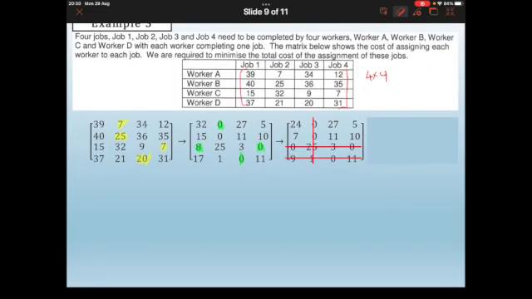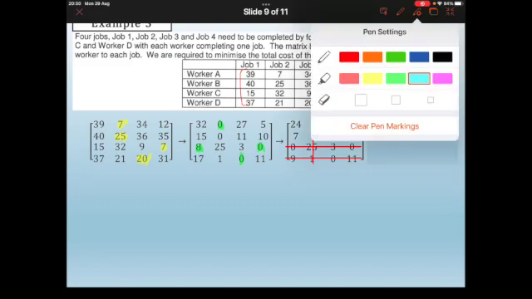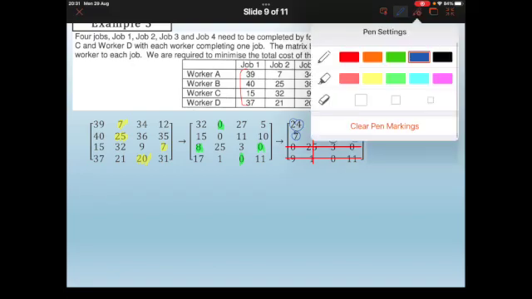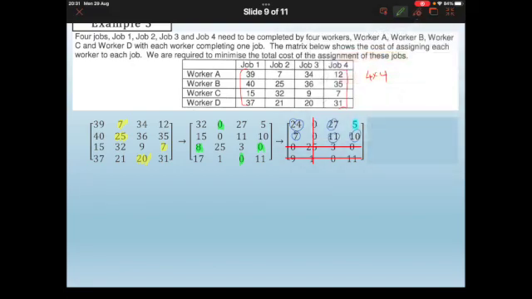So let's go back to this slide here. We can see that the smallest uncovered entry is actually 5. So what we need to do is operate on the uncovered numbers first. So 24 minus 5, 27 minus 5, 7 minus 5, 11 minus 5, 10 minus 5, and 5 minus 5. So you come up with the uncovered numbers. Then what you need to do is add 5 to the number that's covered twice.